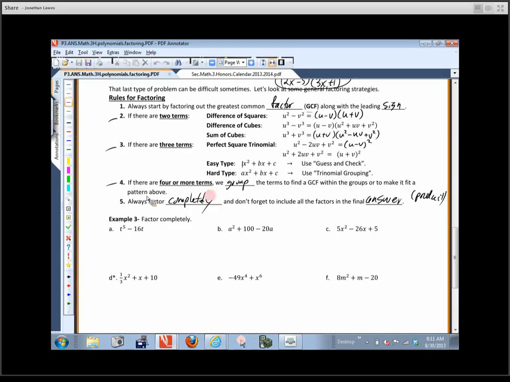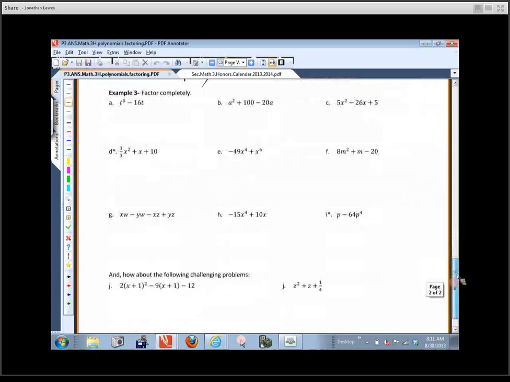And then if there are 4 or more terms, then we group them, and we group them to try and make them look more familiar. So we group them to try and make them look like one of these two right here, a group of 2 terms or a group of 3 terms. And then we always want to factor completely, and we want to make sure that we include every single one of the factors that we produced in the final answer. So you want to be really careful there.